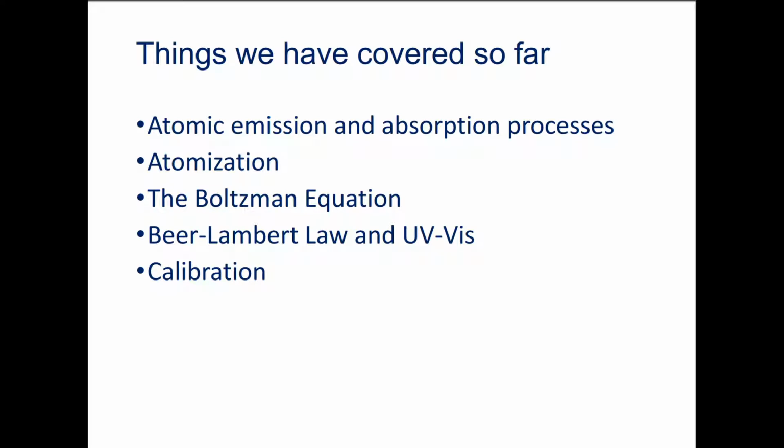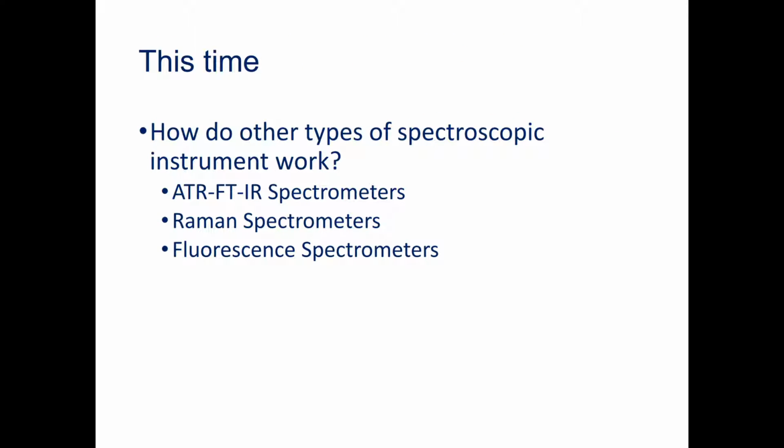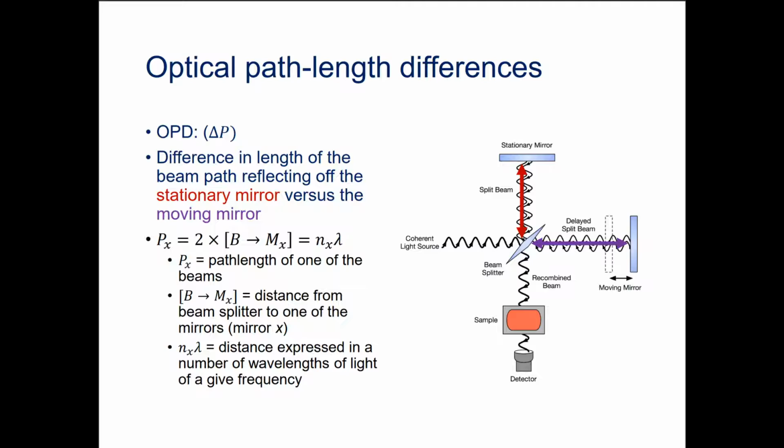In the previous lectures, we have covered atomic emission and absorption processes, atomization, the Boltzmann equation, the Beer-Lambert law and UV-Vis, as well as calibration. Now we are moving on to other spectroscopic instruments, firstly looking at ATR-FTIR spectrometers, building on what you've learned from Dr. Hanley, then Raman spectrometers and fluorescence spectrometers. If you are still struggling with FTIR, I suggest you follow the link to find out more or review previous lecture notes now. To begin with, optical path length differences, or delta P.